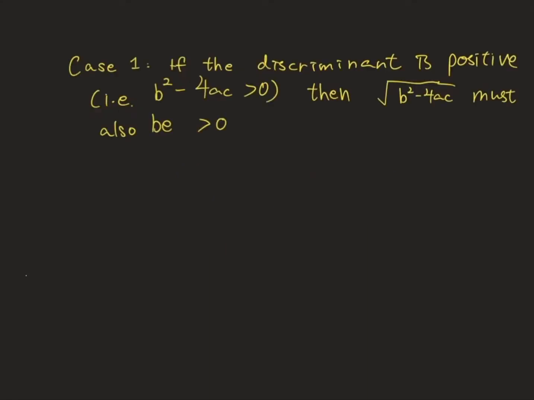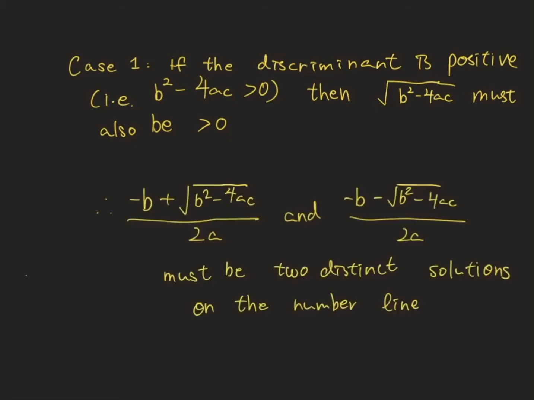Case 1. If the discriminant is positive, which is b squared minus 4ac is larger than 0, then the square root of b squared minus 4ac must also be larger than 0. Therefore, -b plus square root of b squared minus 4ac over 2a and -b minus square root of b squared minus 4ac over 2a must be 2 distinct solutions on the number line.